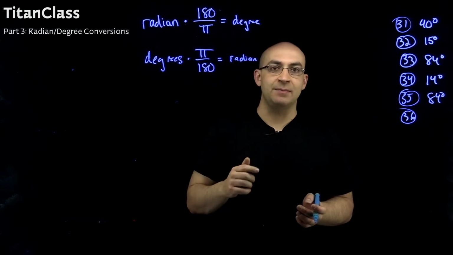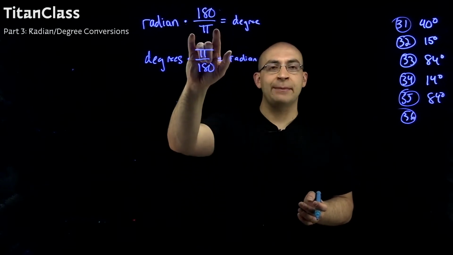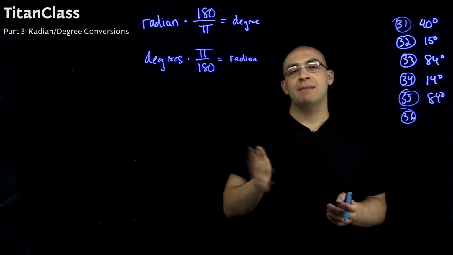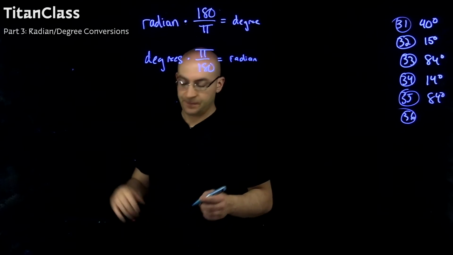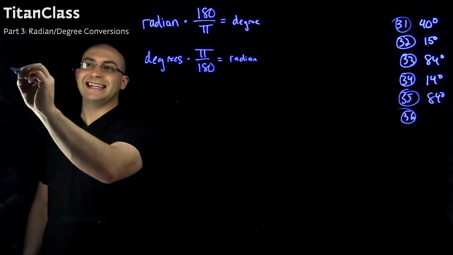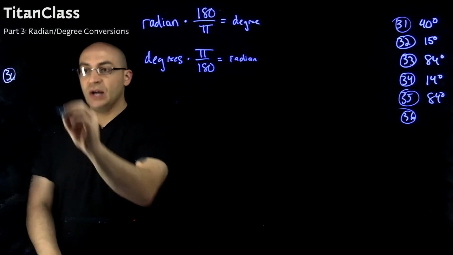So pi needs to be in the numerator. When things are in the denominator, they go away easily. When things are in the numerator, they don't go away easily, right? So that might be a little bit easier to help solve these things. All right, so number one on this, number 36, is pi over 3.